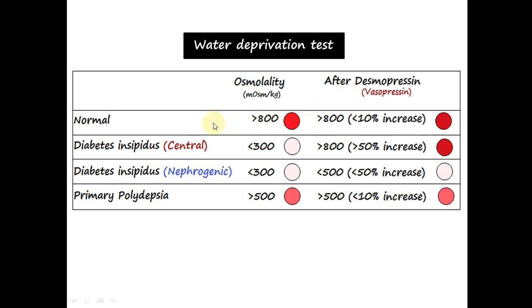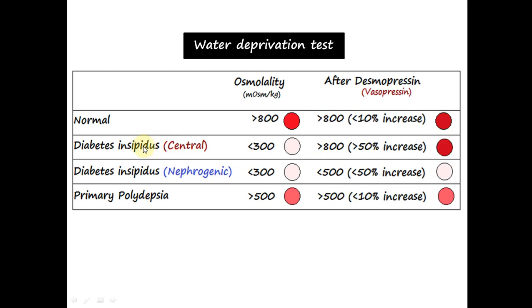In this person who is normal and whose ADH secretion is normal, after water deprivation the ADH was secreted, it caused reabsorption of water and it made the urine hyperosmolar. If we give desmopressin, it will cause little change, less than 10% increase in osmolarity.